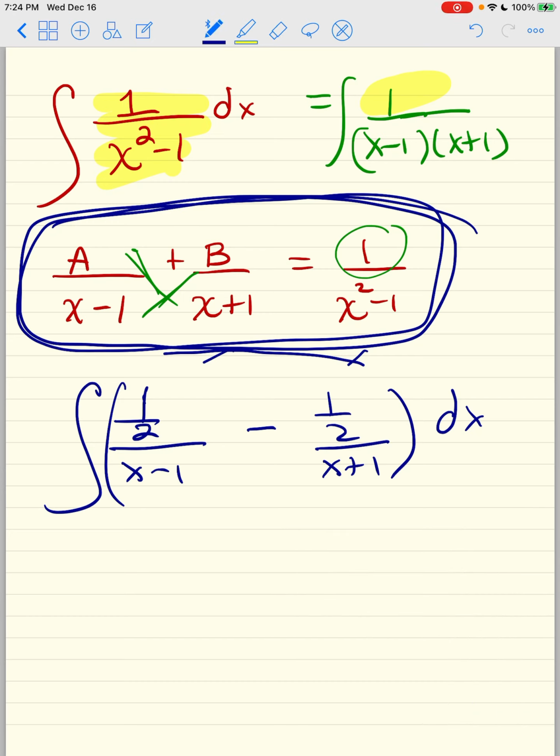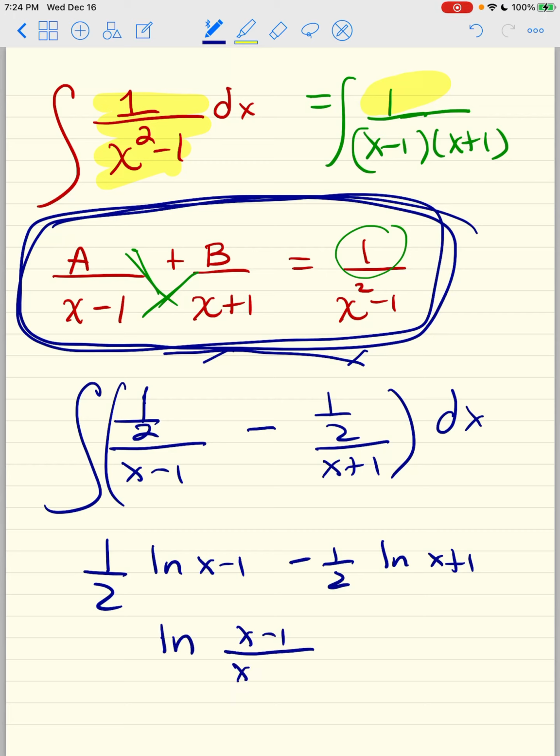So the integral is 1/2 natural log of x minus 1, minus 1/2 natural log of x plus 1. Right, everyone? What you can do is something so amazing. You can actually say this is the natural log of x minus 1 over x plus 1, all raised to the 1/2.